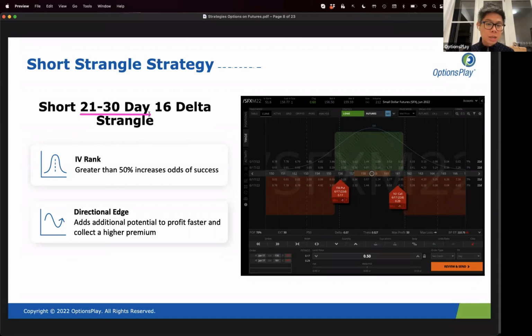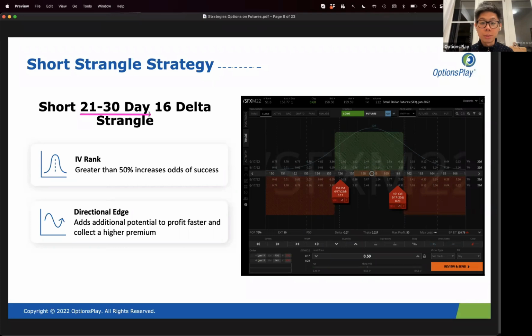But today I want to show you just how far something needs to move before you really see substantial risk. What we're going to discuss here is not only the strategy itself, but how to optimize around it. There are really two things you can do to optimize: one is implied volatility, and two is directional view.